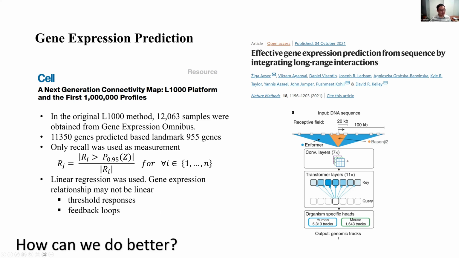Also, another assumption they made is that linear regression was used, but gene expression may not always be linear. There are other mechanisms in gene expression regulation. It could be a threshold response. For example, when microRNA regulates gene expression, it is usually based on a threshold, so it's not that linear. Also, situations such as feedback loops will cause oscillation in gene expression regulation.